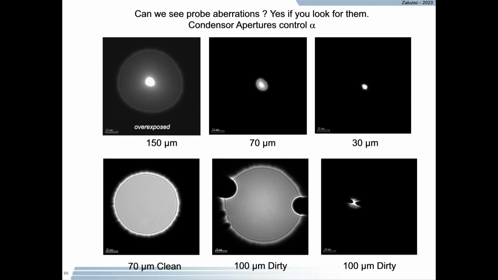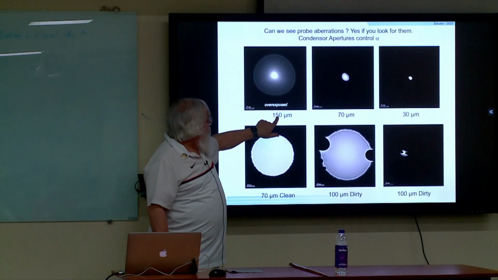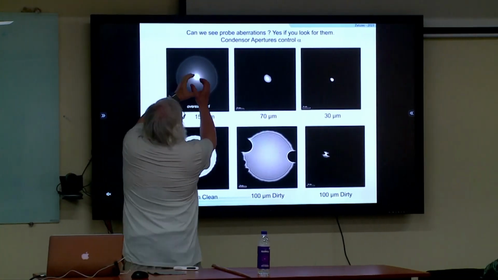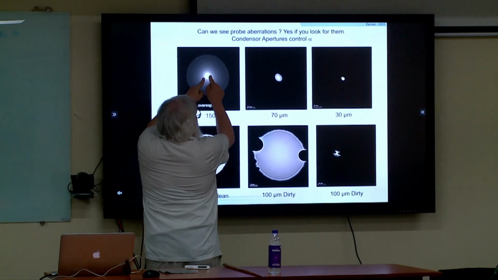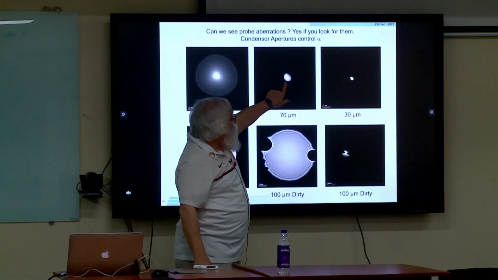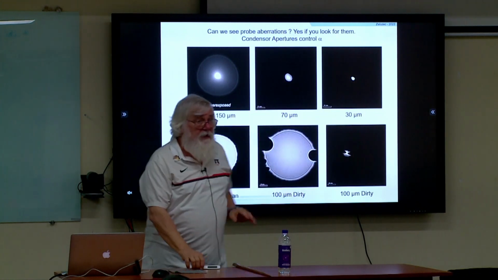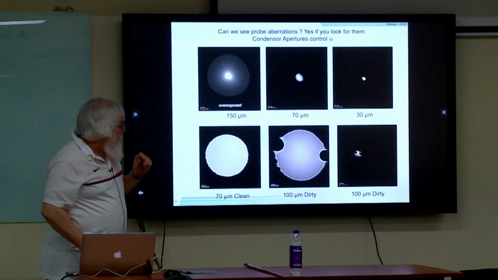That's the aberrations of the probe. Okay? So it's a very bright focus point, but there are aberrations. There's a tail of electrons. If I go from 150 micron to a 70, what am I doing? I'm cutting that out. Boom. I'm going to make that smaller. The aberrations got smaller. Go to a 30 micron, it gets even smaller yet. Okay, so you can physically see aberrations if you look hard enough.